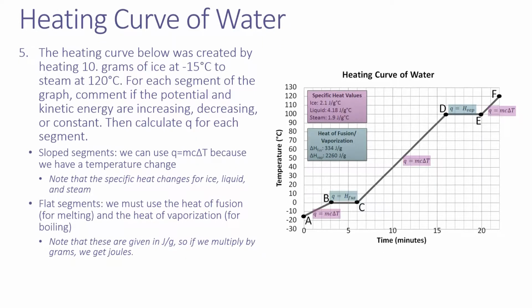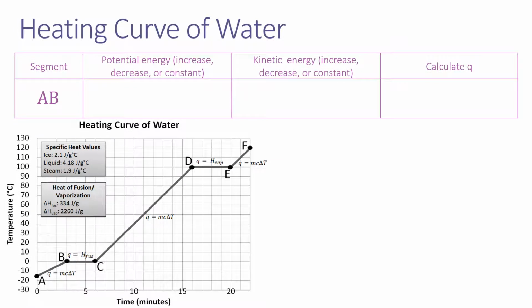So I'm going to start with the first segment, which is AB. Here, the temperature is changing. So if temperature is changing, kinetic energy is changing, and potential energy is not. So for this first segment, potential energy is constant, and the kinetic energy is increasing. The added heat is increasing the kinetic energy, the motion of the particles.